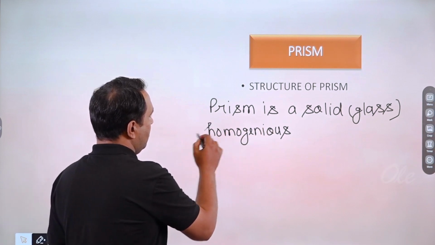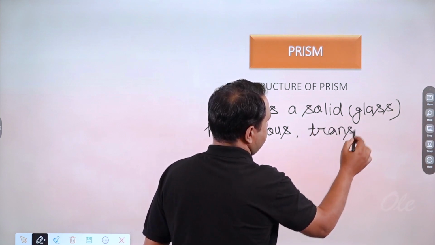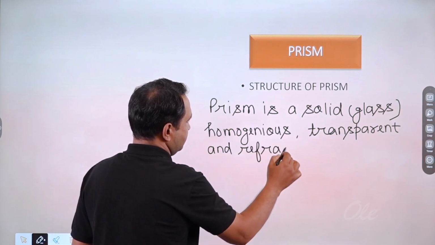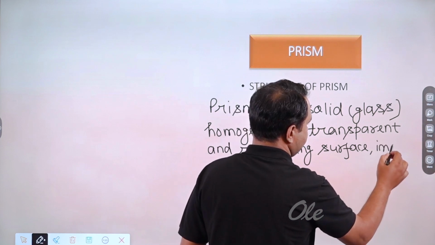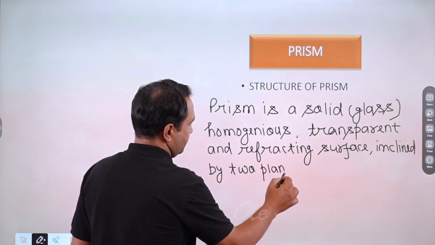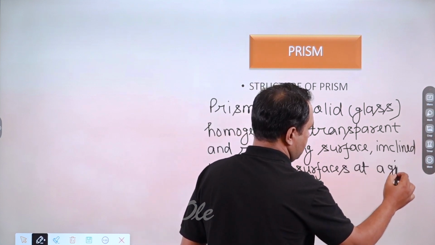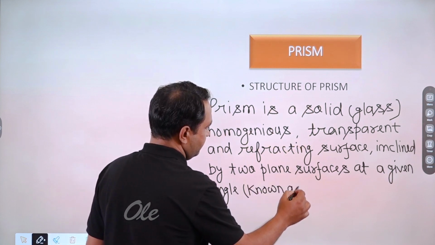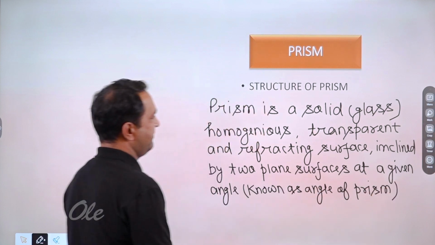Okay. So a prism is a solid, homogeneous, transparent, refracting surface inclined by two plane surfaces at a given angle, known as the prism angle, the angle of prism. So this is the definition of a prism.